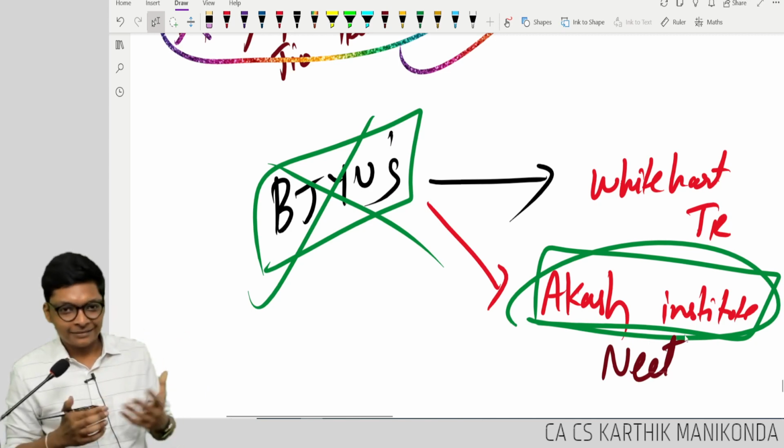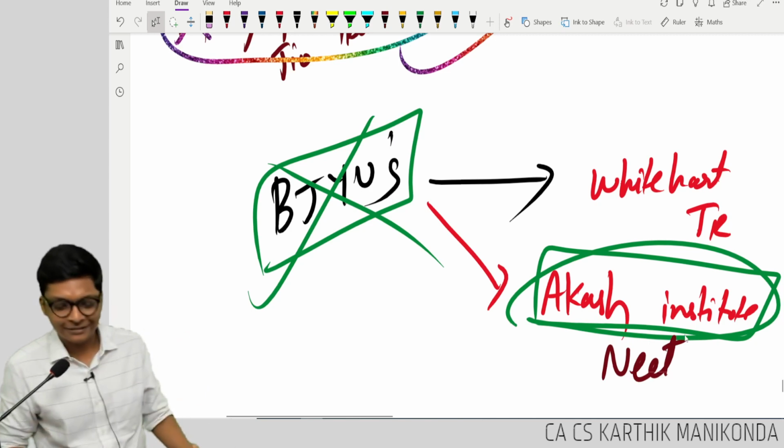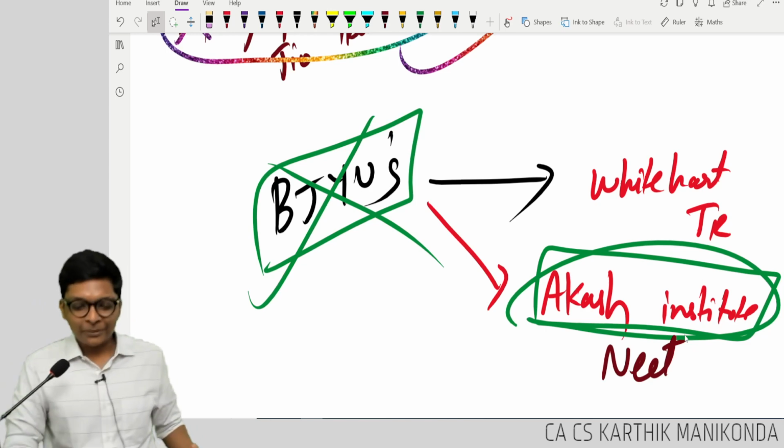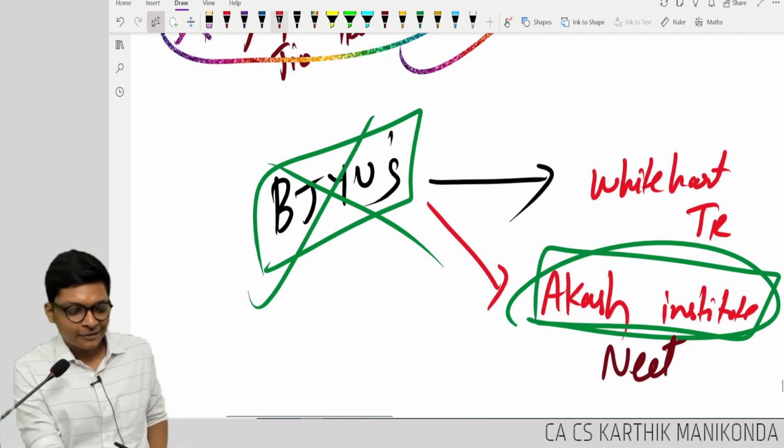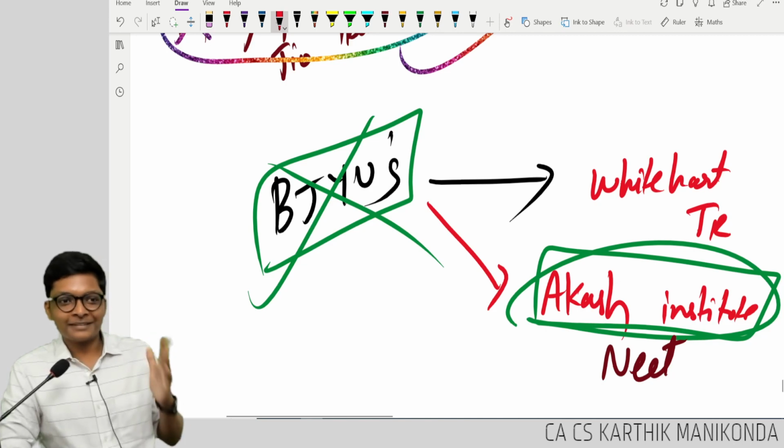IIT needs CA. Same pressure, guys. Different course, same pressure. You can compete. Who has more pressure? You can have a race. Okay, fine. NEET, as Ram is saying, NEET.